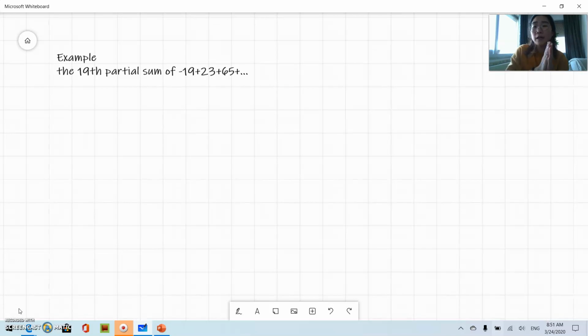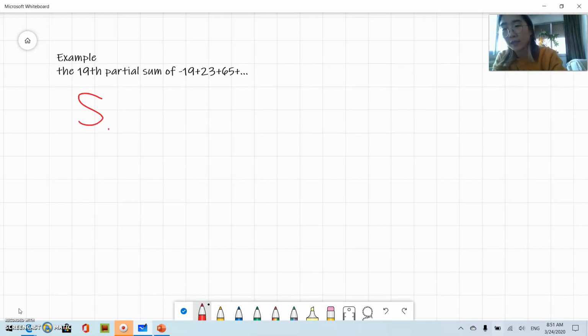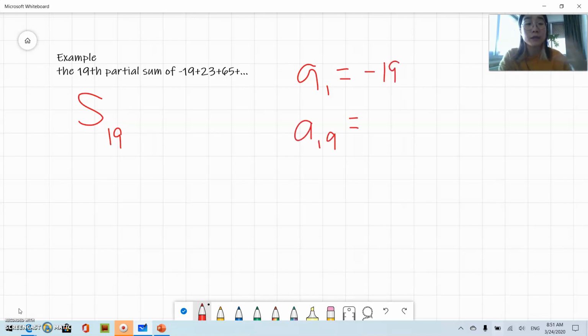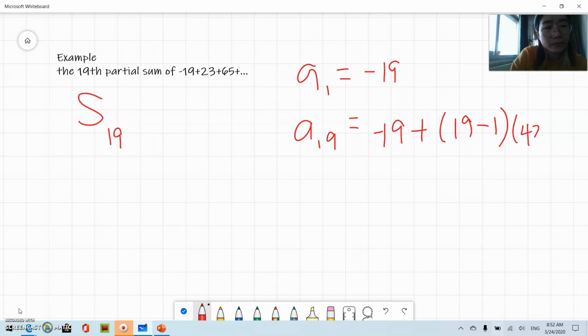This one says find the 19th partial sum. Okay, so that looks like S of 19, and we know that A1 is negative 19. But we don't know what A19 is. So then we have to use that formula again. Negative 19 plus, well, in this case, I know what n is, and the difference is 42. So first we find the 19th term, which is negative 19 plus 18 times 42.